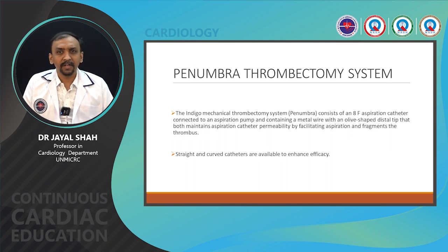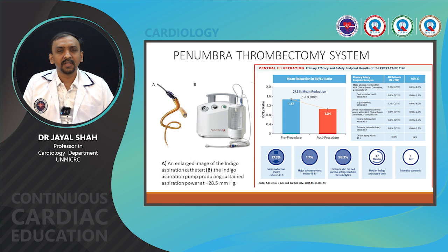It consists of an 8 French aspiration catheter connected to an aspiration pump and containing a metal wire with an olive-shaped distal tip that both maintains aspiration catheter permeability by facilitating the aspiration and fragments of the thrombus. In this case, straight and curved catheters are both available. This is the enlarged image of the Indigo aspiration catheter and the Indigo aspiration pump, which produces a sustained negative aspiration power of 28 millimeters of mercury.